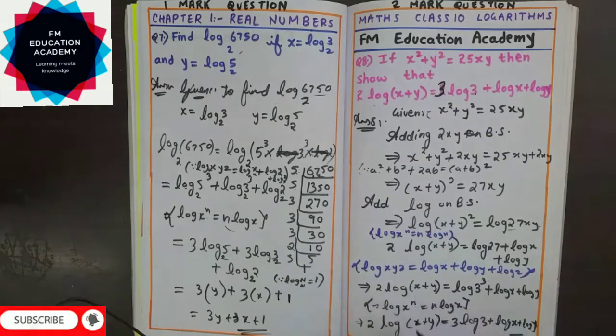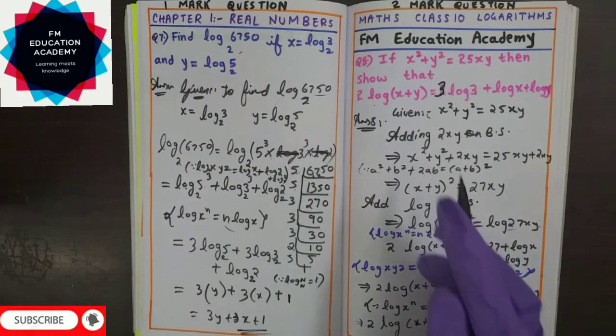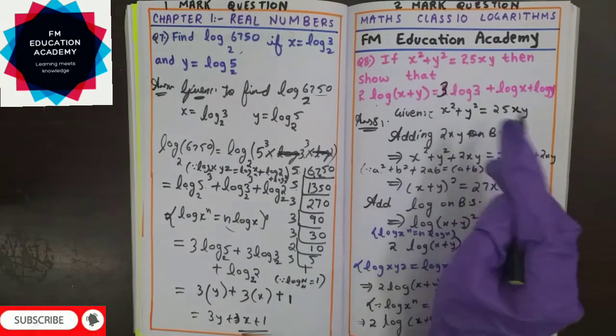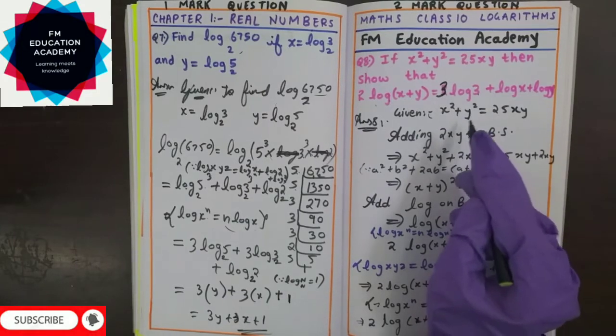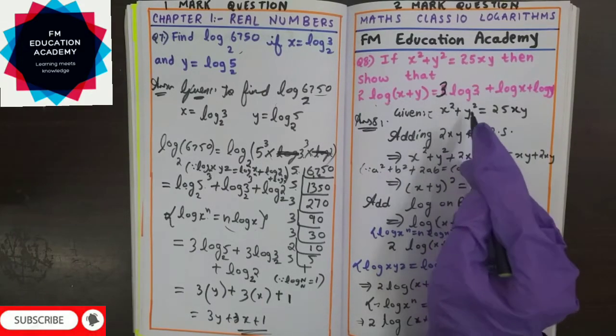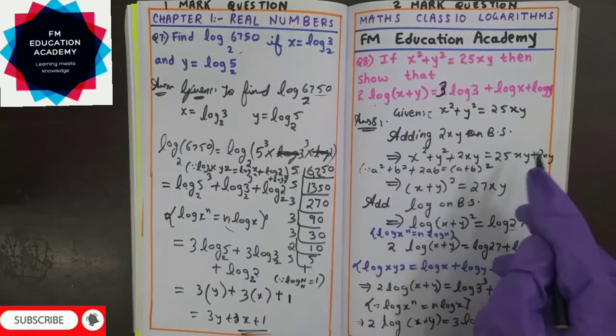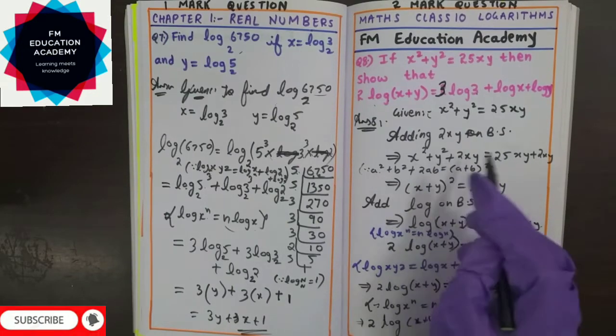See, LHS compared, RHS compared. We got the answer. I hope you have understood what we have done. Always remember, in these type of questions, from the given condition, you have to add something. So I can add 2xy here. Why? Because it is in the form of a square plus b square. So I am adding 2xy on both sides. So if I add 2xy on both sides, it will become a plus b whole square.